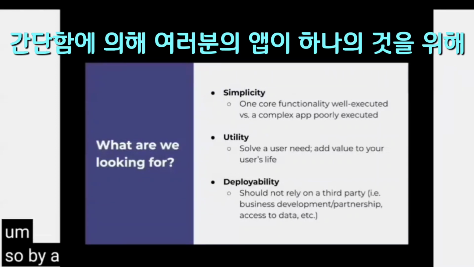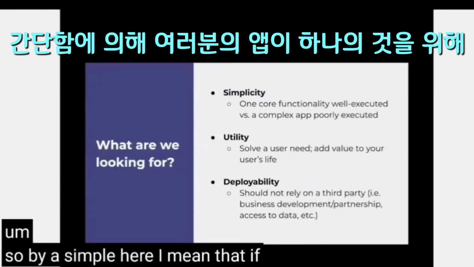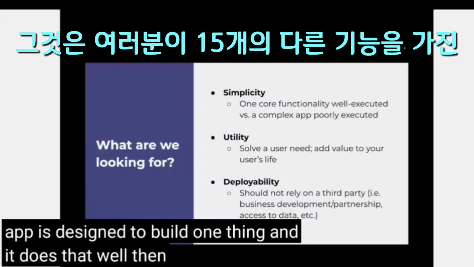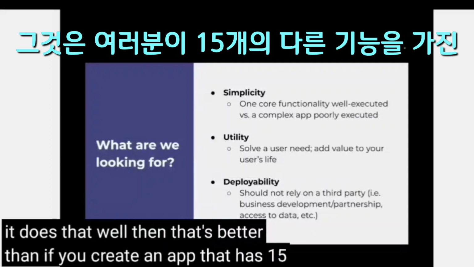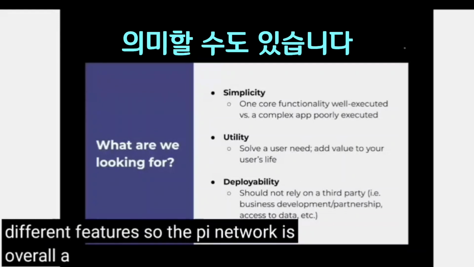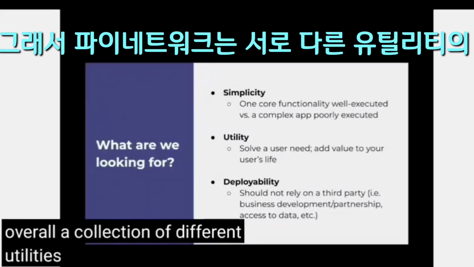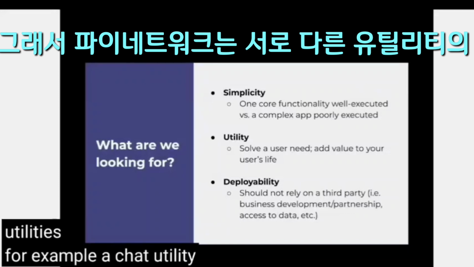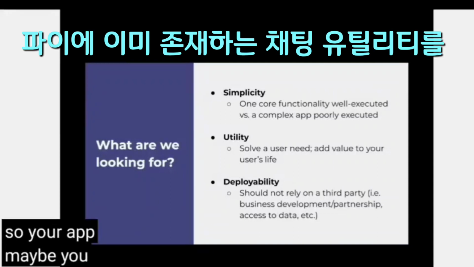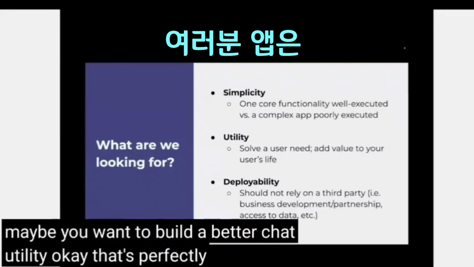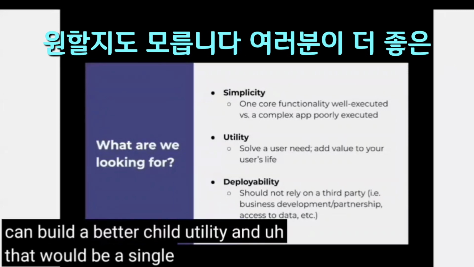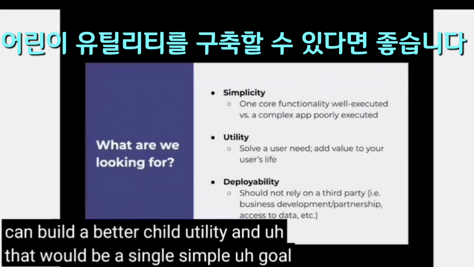By simple here, I mean that if your app is designed to build one thing and it does that well, then that's better than if you create an app that has 15 different features. The Pi network is overall a collection of different utilities. For example, a chat utility already exists for Pi. Maybe you want to build a better chat utility. That's perfectly fine, and that would be a single, simple goal for your app.